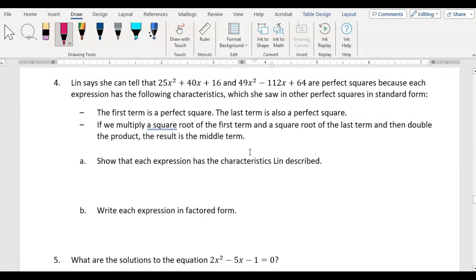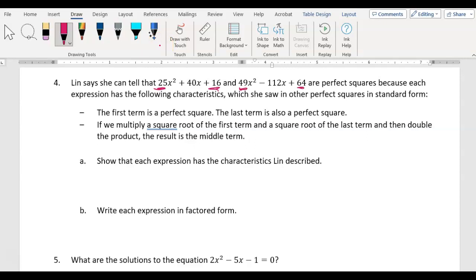All right, number 4. Lynn says she can tell that 25x squared plus 40x plus 16 and 49x squared minus 112x plus 64 are perfect squares because each expression has the following characteristics, which she saw in other perfect squares in standard form. The first term is a perfect square. The last term is also a perfect square. Yep, that's true. If we multiply a square root of the first term and a square root of the last term, and then double the product, the result is the middle term.